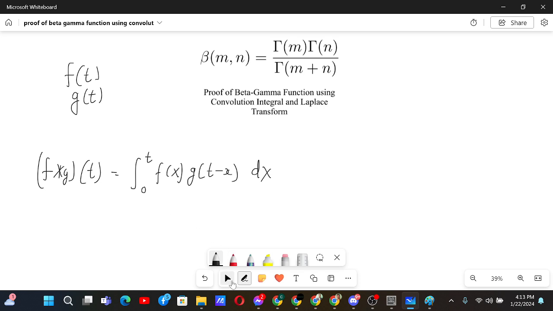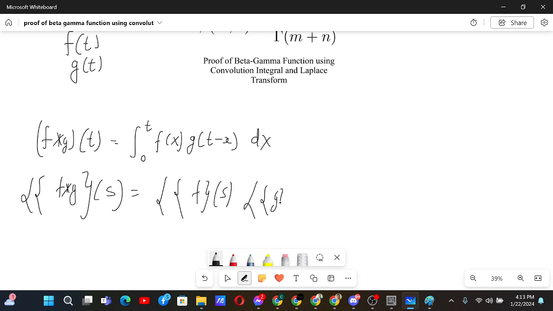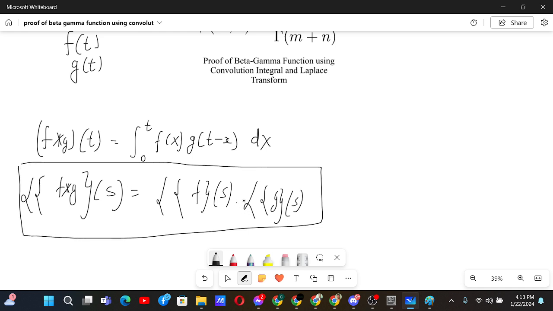Now the definition has a beautiful property. If we take the Laplace transform of f convolution with g, this will be equal to the Laplace transform of f times the Laplace transform of g. This can be found using the definition and making some manipulations. I will upload a video or link a video over here that proves that the Laplace transform of a convolution is actually equal to the normal product of the Laplace transforms of each function. And so we have this property.